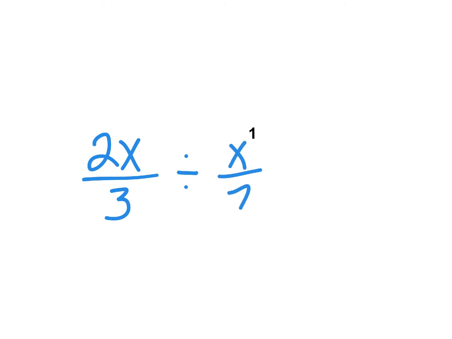Raise your hand if you had that one right. Okay, cool. How about dividing fractions when there's variables? 2x over 3 divided by x over 7. Give that one a shot.